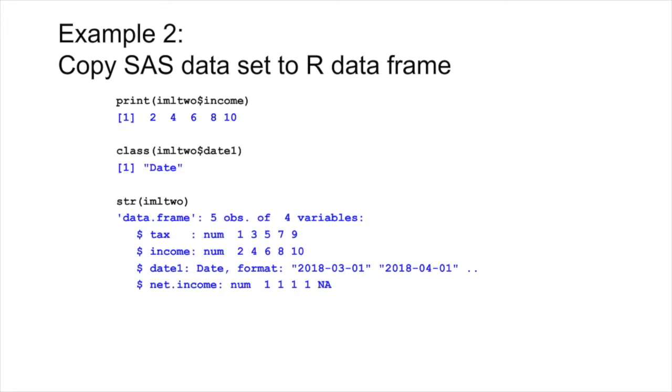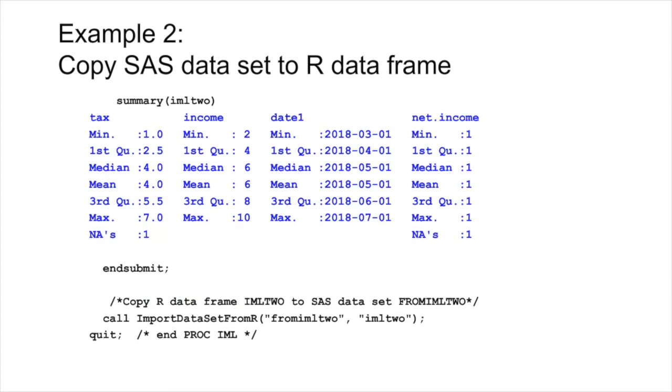We take the class of one of the columns. We can use the str function to get information on the column. These are all things you can do. Remember, we're just doing standard R processing. It was just information. And then we're going to use the summary function to get even more information. And presumably then we would do some actual real work.